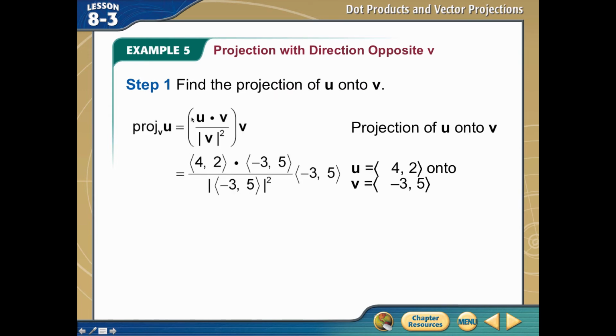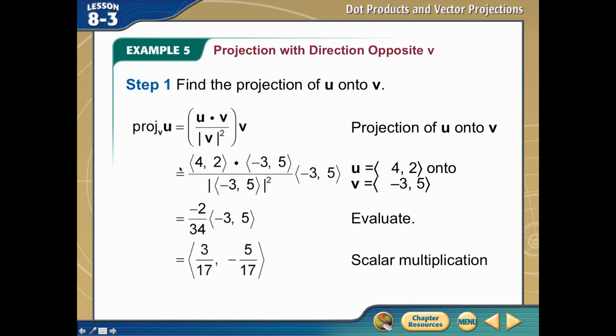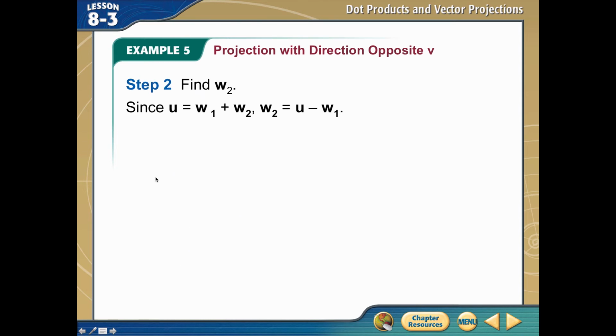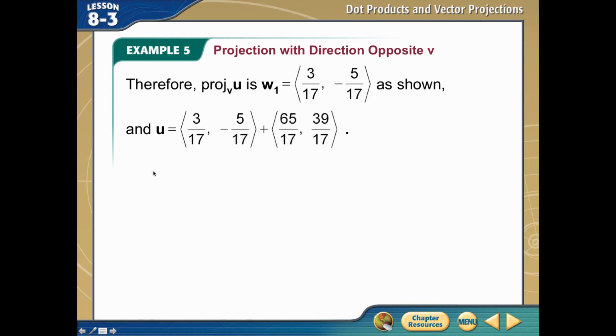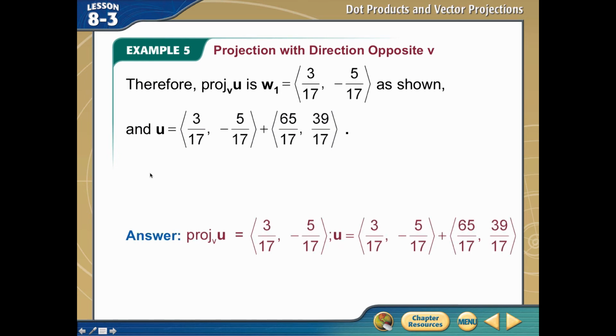See what you're doing there? And I'm just going to step through. You write the equation, you fill in your vectors, you solve, and then you get the projection of u onto v, and then you find w2 the same way. I'm stepping through this pretty fast. And you find w2 the same way, and then you just add them together. So it doesn't matter if you have an obtuse or an acute angle, you end up with the same thing.